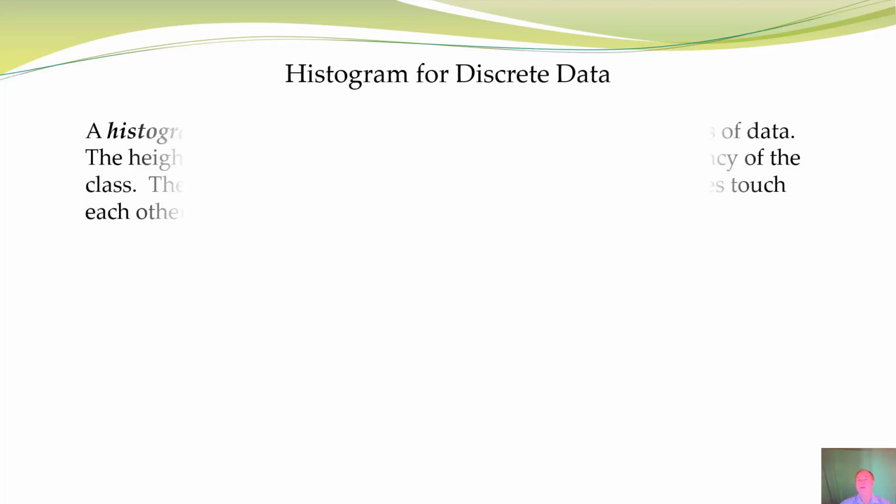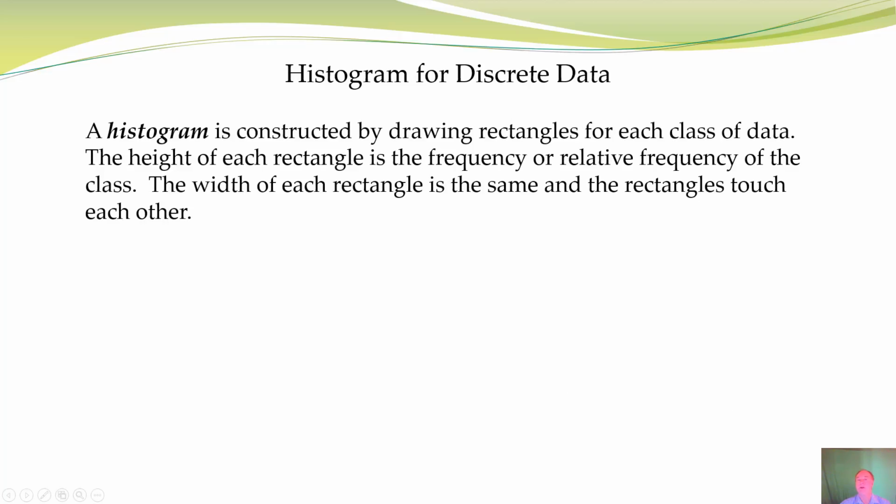Histogram for discrete data. A histogram is constructed by drawing rectangles for each class of data. The height of each rectangle is the frequency or relative frequency of the class. The width of each rectangle is the same and the rectangles touch each other.